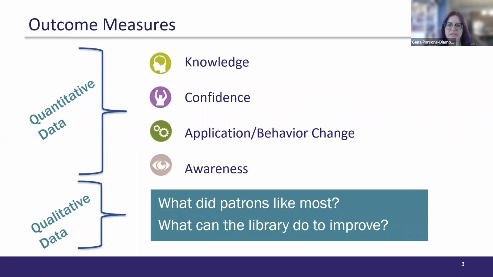The Project Outcome surveys are designed to capture 4 key outcomes: knowledge, confidence, application or behavior change, and awareness. They also contain 2 open-ended questions that help you get the most out of your patrons' feedback. What did they like most about the program? And what can the library do to improve? These open-ended questions are invaluable to libraries. This is where you can gain the most insight into how to help your patrons and gather qualitative evidence to demonstrate your value in the community.